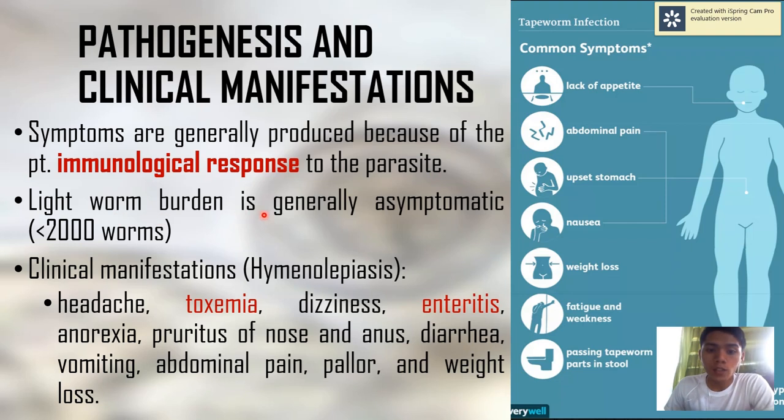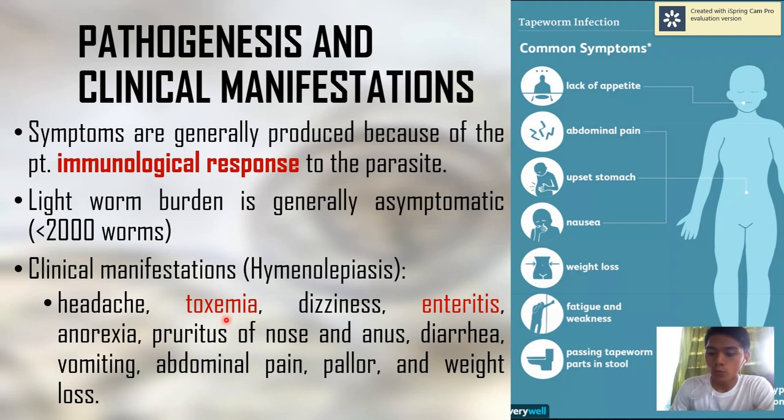Light worm burden is generally asymptomatic. When you have less than 2,000 worms, you are considered as light worm burden, so it is usually asymptomatic. Clinical manifestations for Hymenolepis are headache, toxemia, dizziness, and enteritis. These are common symptoms of parasites, because of the immunological response. This happens usually in cases of heavy infection or heavy worm burden. When you have many parasites in your stomach, this may cause symptoms.